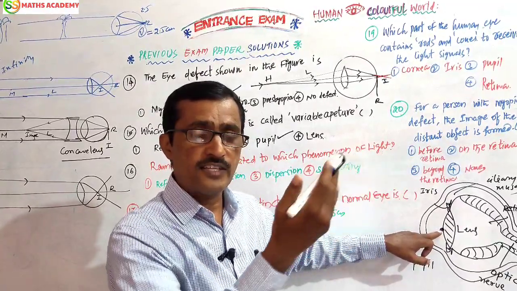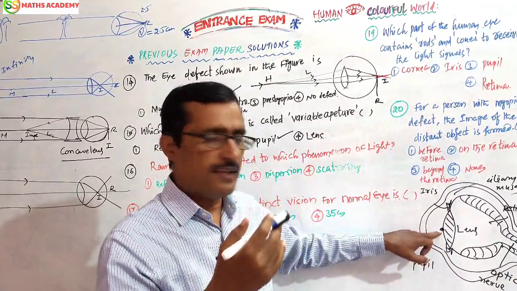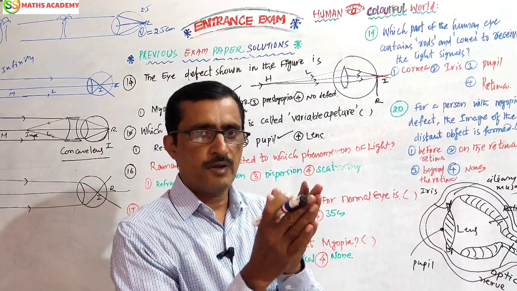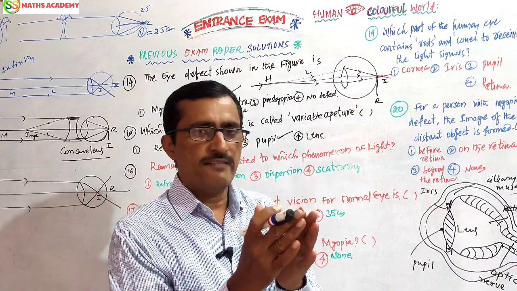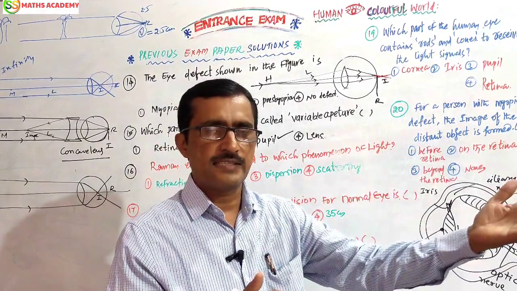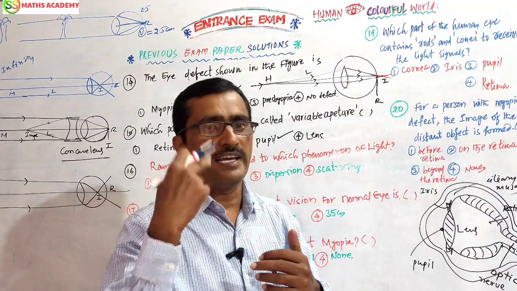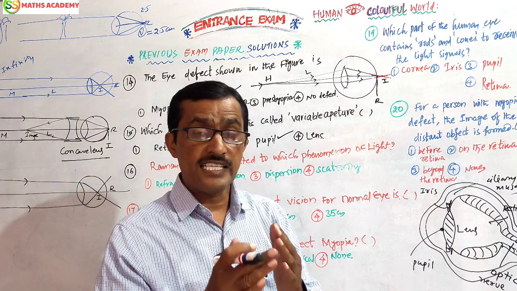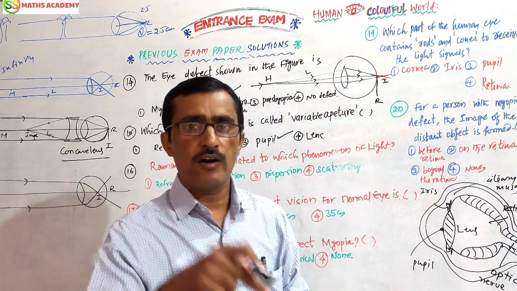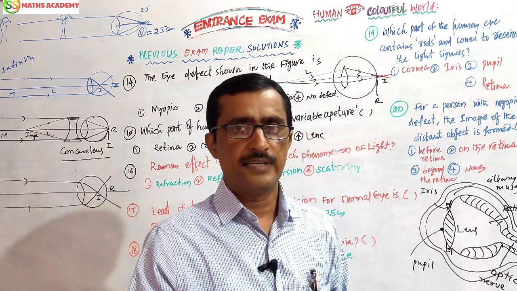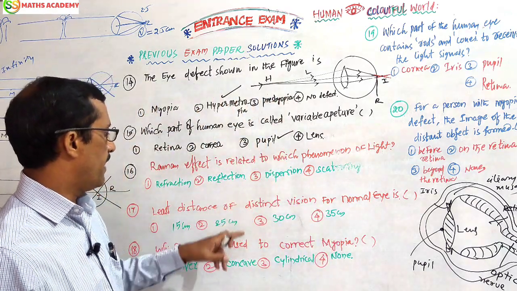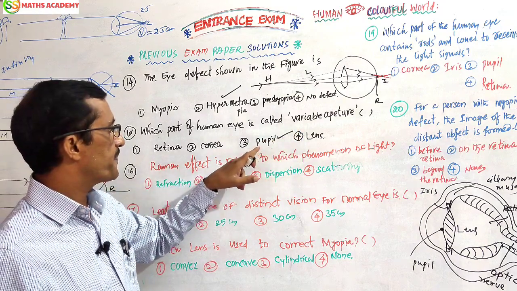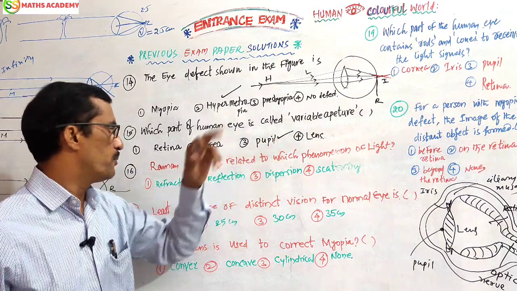When a large amount of light enters our eye, the pupil contracts because its size decreases. And when you go to dark places, the size of the pupil increases because it allows a large amount of light. Thus the size of the pupil changes according to the intensity of the light. That's why the pupil can be called what, children? A variable aperture. So the third option, pupil, is correct.